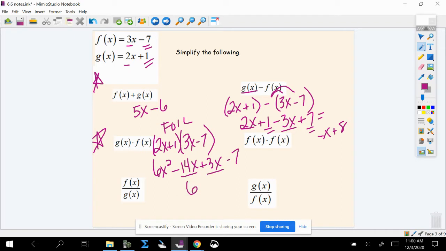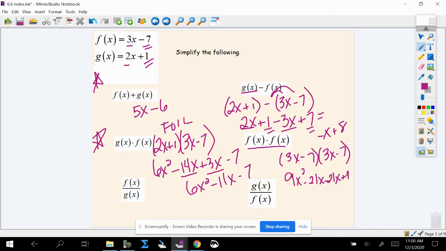They are going to expect that you put your answers in standard form. So for that, you need to make sure you have your highest exponent first, working down all the way to your lowest exponent or no exponent at all. You can also multiply a function by itself. So f of x times f of x means you're taking 3x minus 7 times 3x minus 7. So again, foiling, 9x squared is your first. Your outer is negative 21x. Your inner is also negative 21x. And your last is 49. Combine your middle terms. Make sure your answer is in standard form to get that answer.